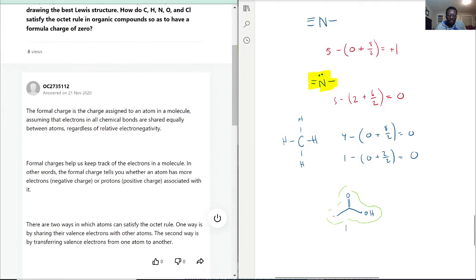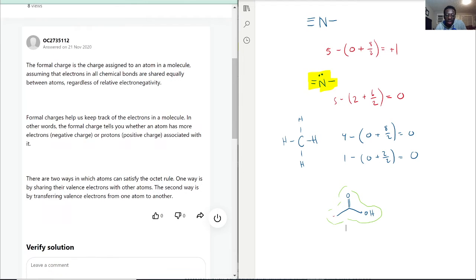So with that being said, we just check through this to make sure and see if we missed anything. Formal charge is assigned to a molecule assuming that electrons are shared equally, regardless of relative electronegativity. So kind of like what we're doing with the whole valence electrons.